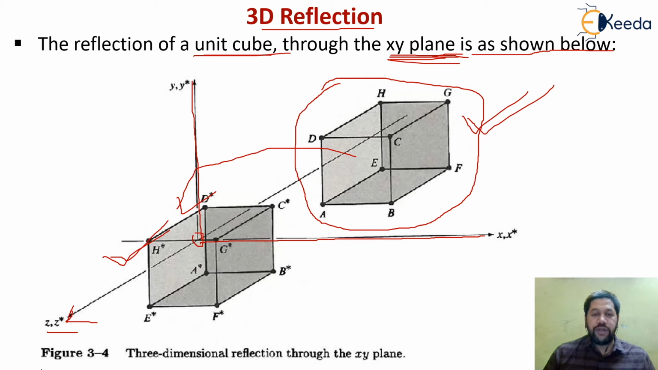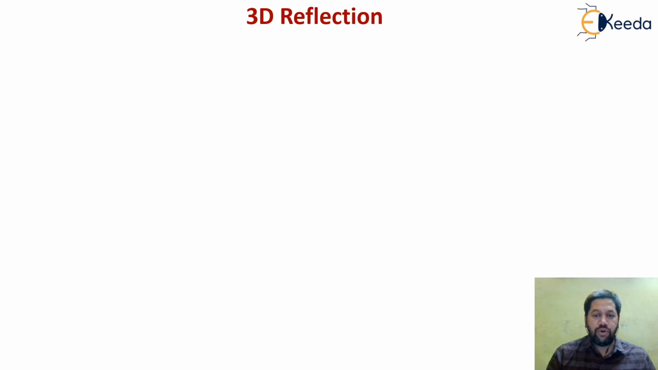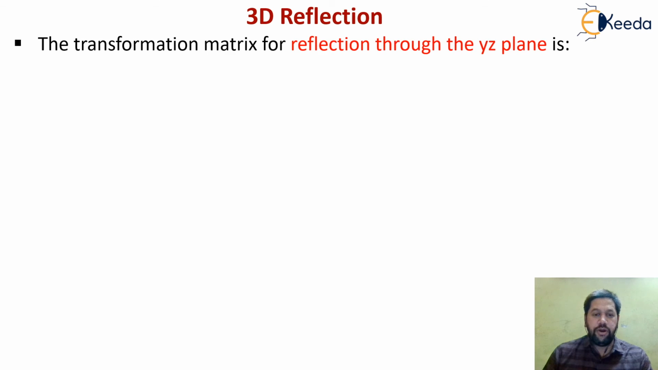I'm just moving to the next slide to consider the transformation matrix for this. Let us consider the point. Now, the transformation matrix for reflection through the yz plane. It is yz, which means x is not there, so only the x value will be multiplied by minus 1, or the sign of the x value will be reversed.